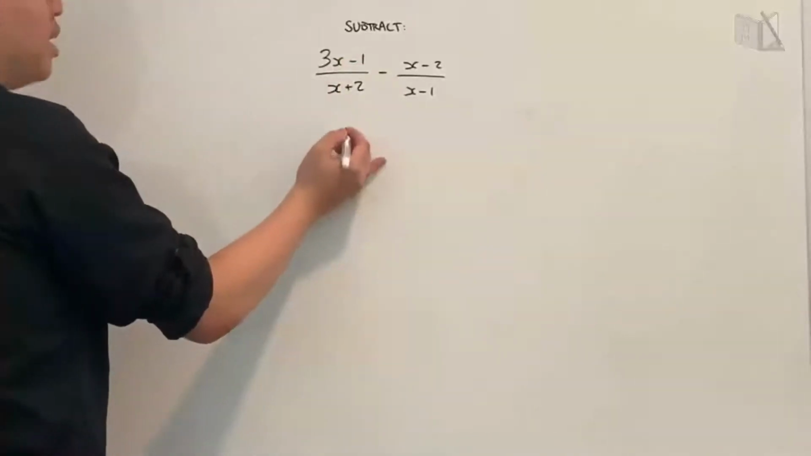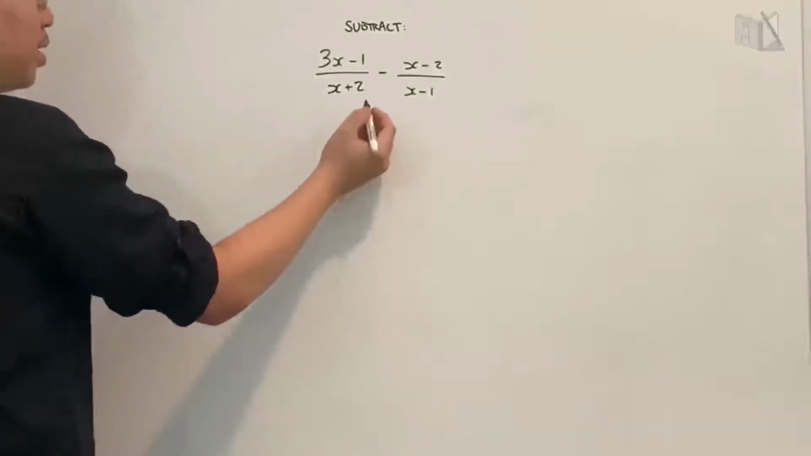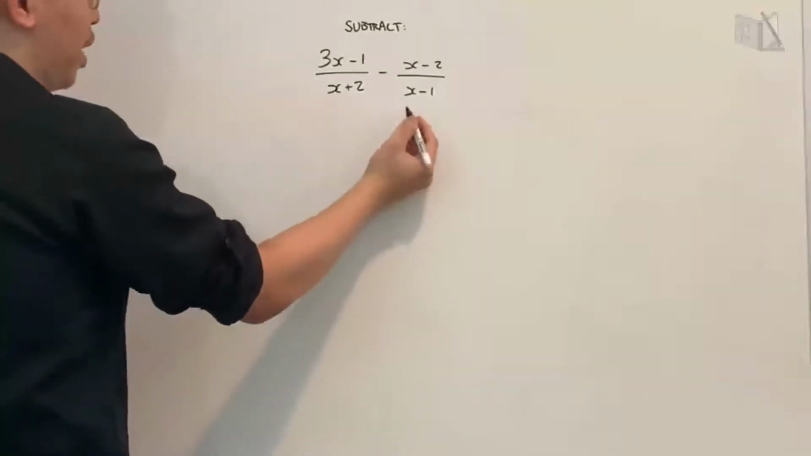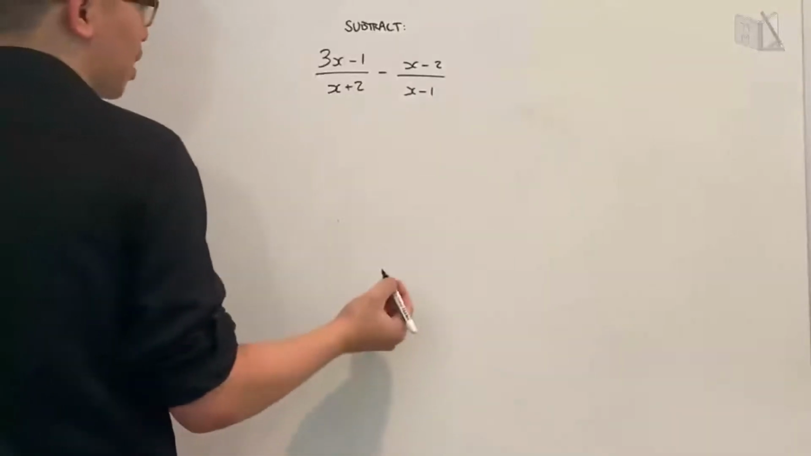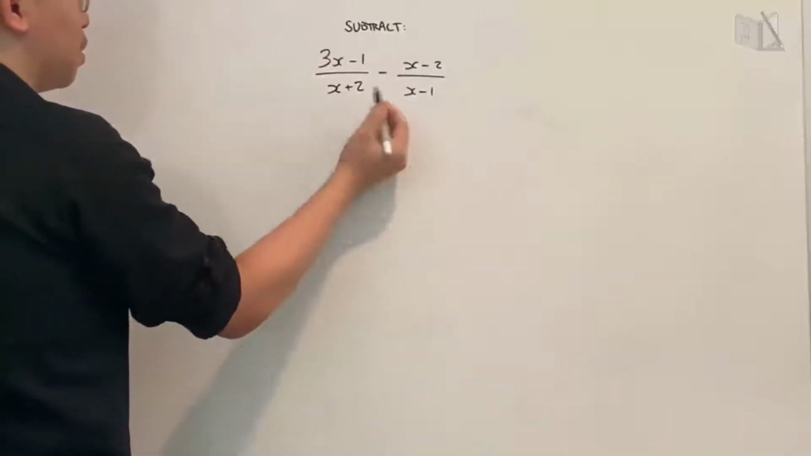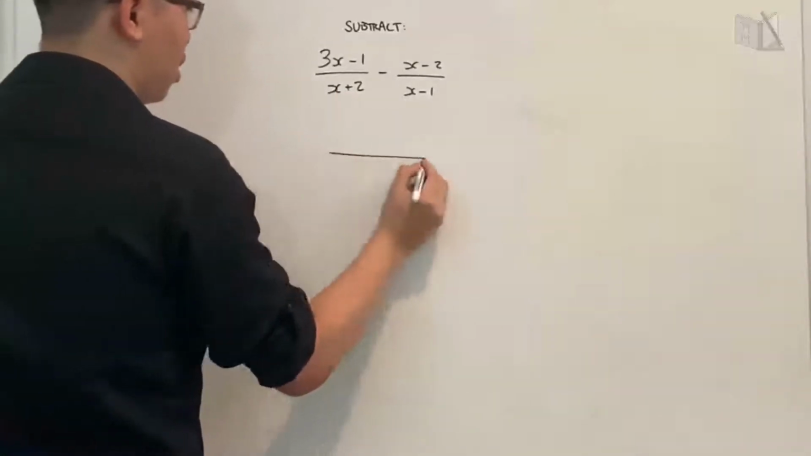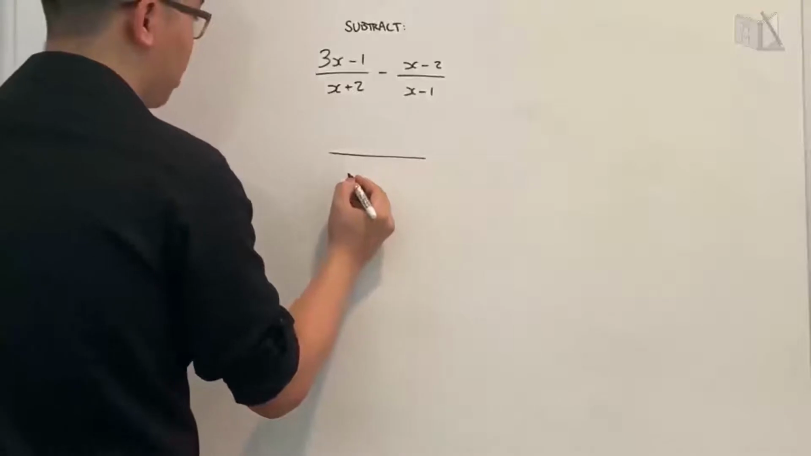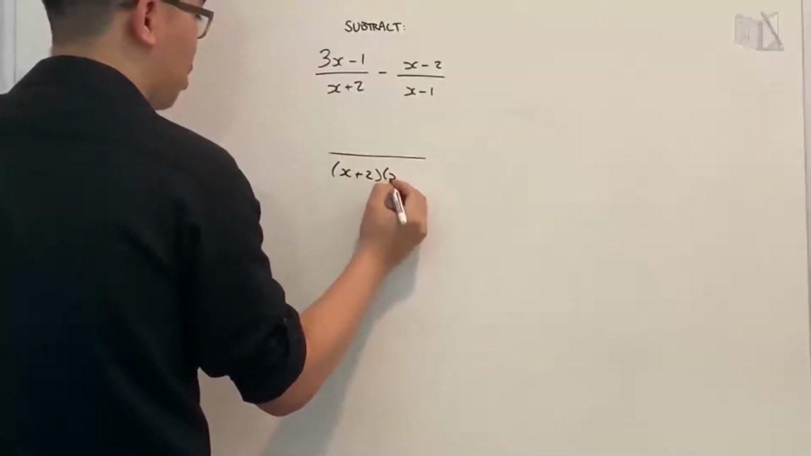Now, finding a common denominator involves looking for the lowest common factor. In this case, because x + 2 and x − 1 are both prime factors, to find the lowest common factor, we simply multiply the two factors together. So our common denominator is going to be (x + 2)(x − 1).